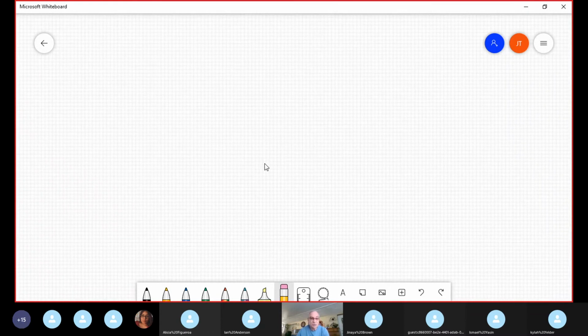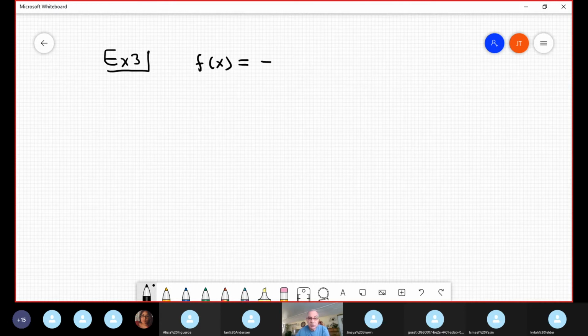Let's move on to example 3. Example 3 is very, very interesting. We have the function like that: f of x is equal to minus x squared plus 4x minus 5.